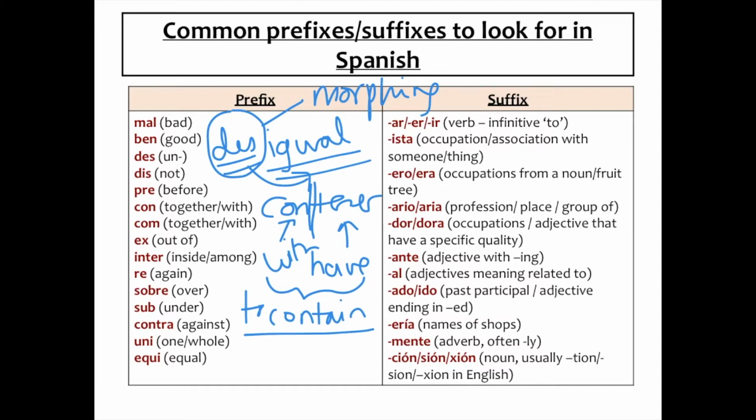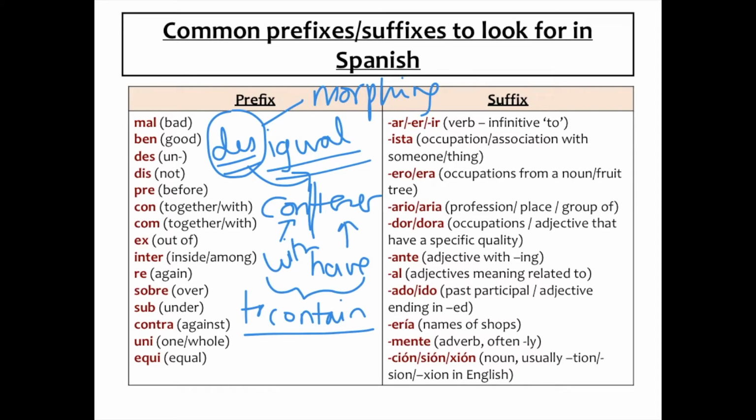Ex, out of, think of exit. Inter, inside or among. Re, again, sobre, over. Sub, under, contra, against. Uni, one or whole, so think of único, only child. Hijo único. And equi, equal. They usually add or change the meaning, whether it's positive, negative, or give you some idea about the location, within, inside, etc.